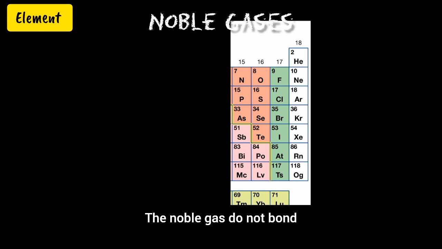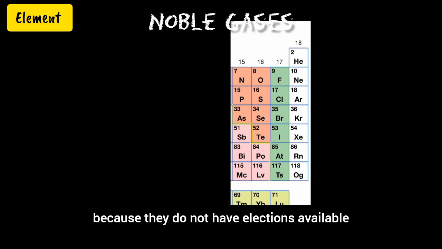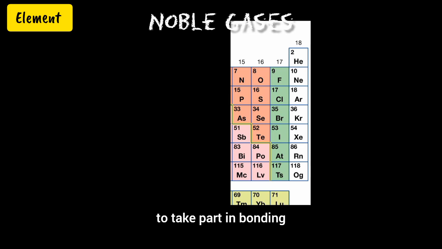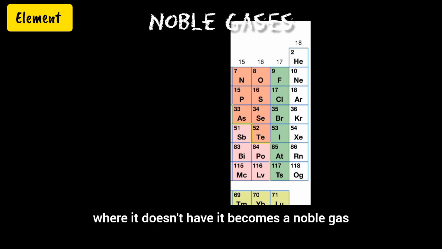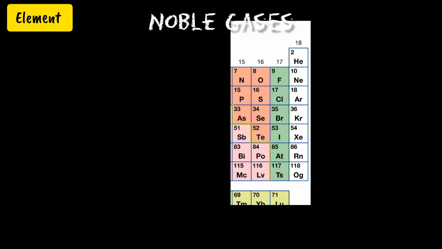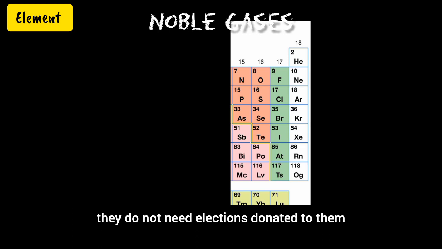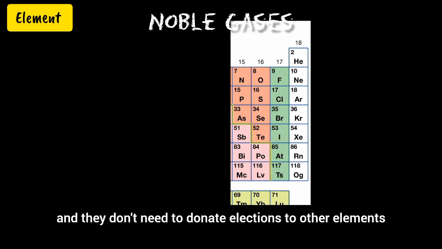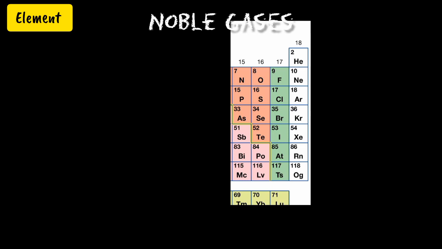The noble gases do not bond because they do not have electrons available to take part in bonding. If an element wants to bond, it has to have some missing electrons, or it has to have some electrons to share. But in such a case where it doesn't have, it becomes a noble gas. You will understand this clearly when we reach bonding. So naturally, noble gases are stable. They do not need electrons donated to them, and they don't need to donate electrons to other elements.